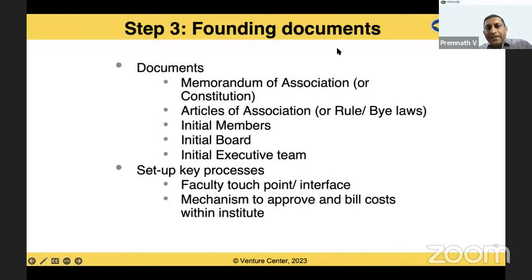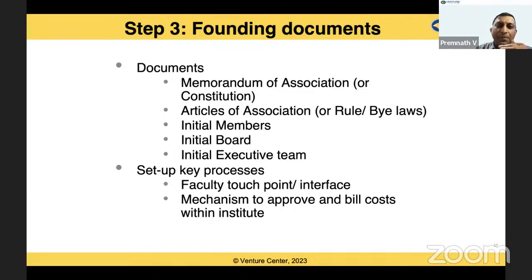So step 3 is founding documents. Now, as I told you, we recommend that student clubs should be created and run like a company. It's a good exercise to have. But even besides that, sometimes a club gets started and then there is no process by which it is continued in the next year after the students leave the institute. So it's a good idea to have a formal process in place.